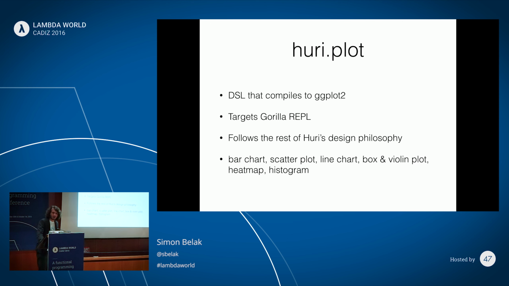And the same thing, for instance, in the library I was talking about, one part of it called huri.plot is exactly that. It's a DSL that compiles to ggplot. That's one of probably the best visualization libraries out there, running on R, and it completely follows the rest of the design philosophy behind this library. So it's composable, and so on. But underneath the hood, what it does is just generate R, send it to an R instance, and then get the SVG back.